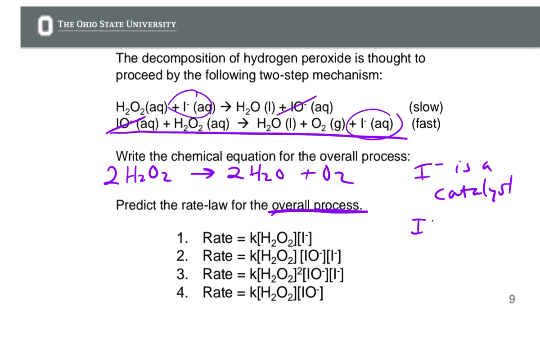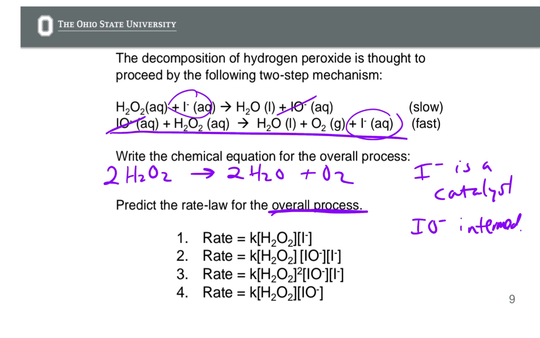IO minus is an intermediate. It's formed as the product first, and then it's consumed as the reactant in the second step. Right? So there's a slight difference there. It doesn't show up on the product side at the end. That's an intermediate.